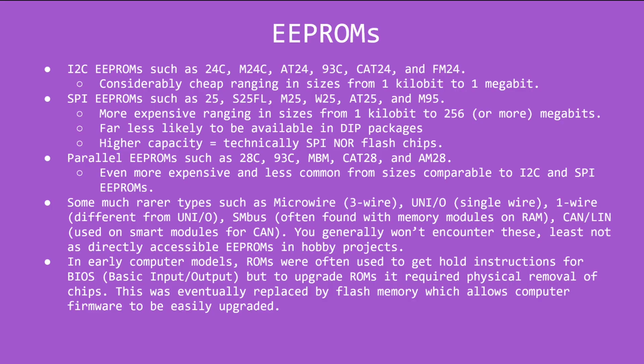We've also got ones that can be accessed through SPI. These tend to be a little bigger, but more expensive. Another thing I found, they're far less likely to be available in DIP packages, so keep that in mind. They're usually higher capacity, but at this point, they're technically not being considered EPROMs anymore. They're basically NOR flash chips.